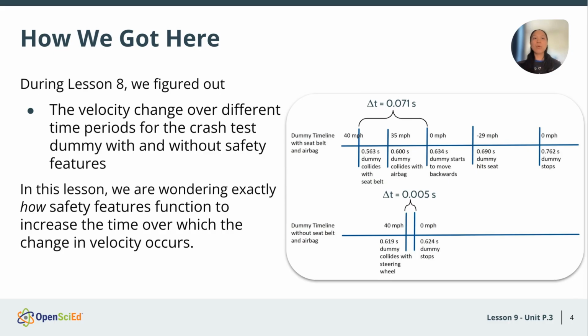In Lesson 8, we figured out that the change in velocity of the crash test dummy with safety features happens over a much longer time compared to the crash test dummy without safety features. We wonder exactly how safety features work to bring about these different durations of time.